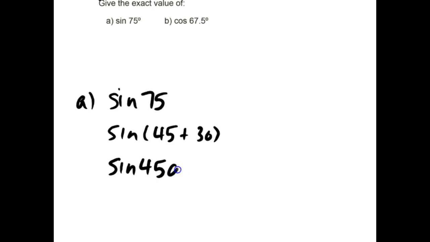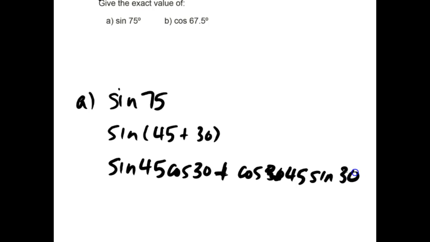sine 45 cosine 30 plus cosine 30, cosine 45 sine 30. The order does not change.